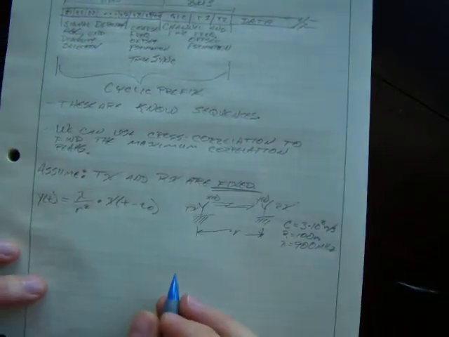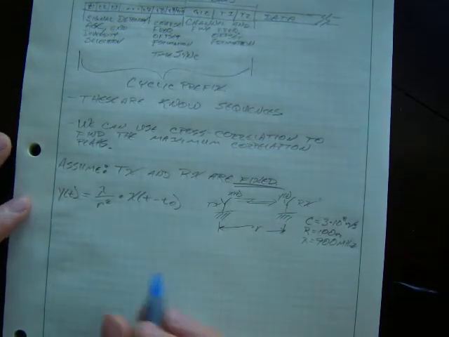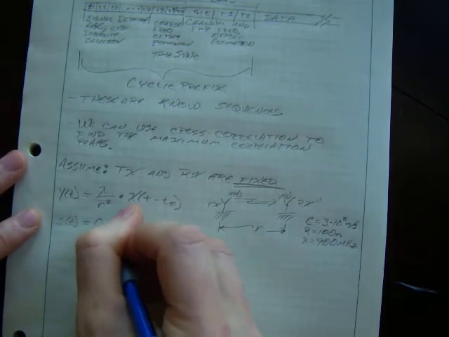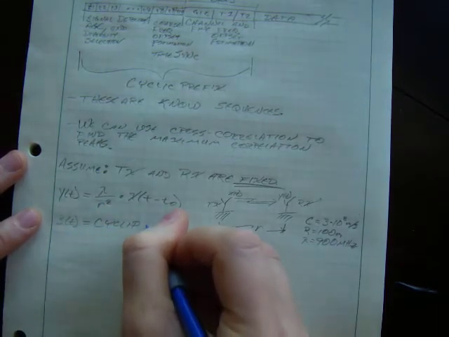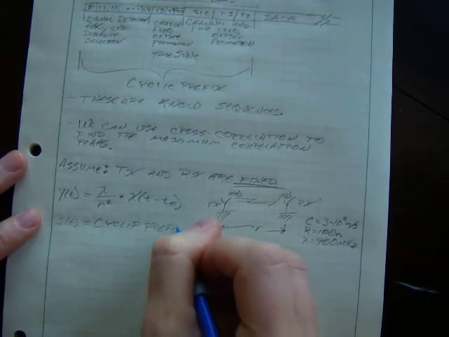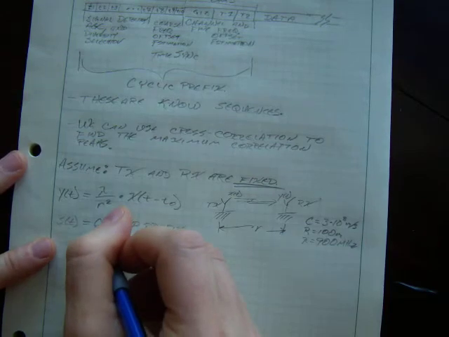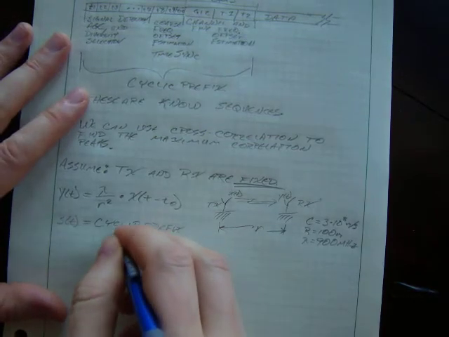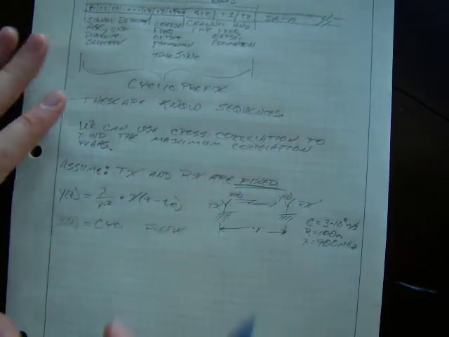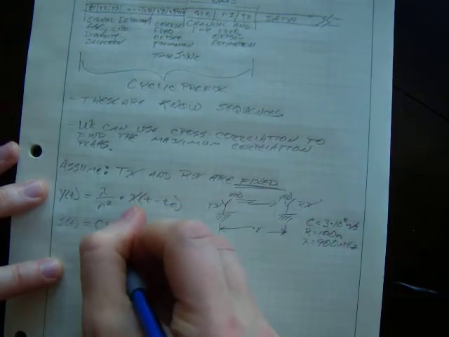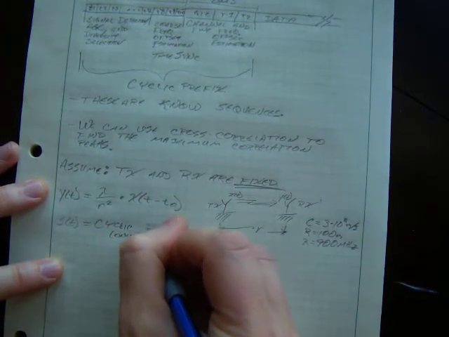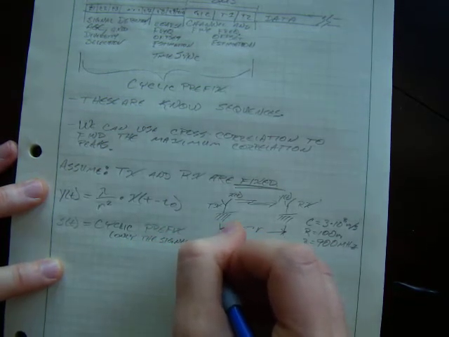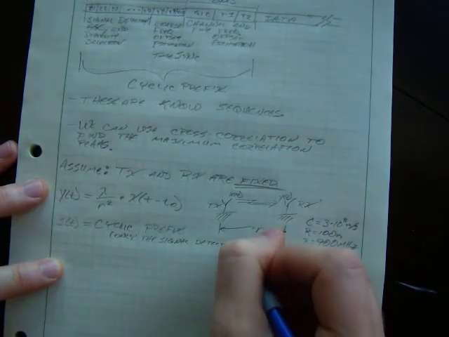And we're going to call S of t equal to the cyclic prefix, but only the cyclic prefix, the signal detect portion.